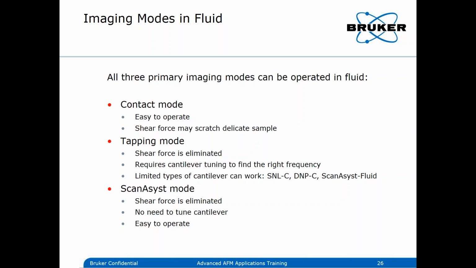You can work with 3 different cantilevers. One is the SNLC, the DNPC, again with the same properties concerning the cantilevers but different radius, or the Scan Assist Fluid or Scan Assist Fluid Plus. In Scan Assist mode, you don't have the shear force at all. There's no need to tune the cantilever, and it's easy to operate. So if you're working on a MultiMode or an Icon system which is capable of Scan Assist, Scan Assist in fluid is the easiest mode of the 3.